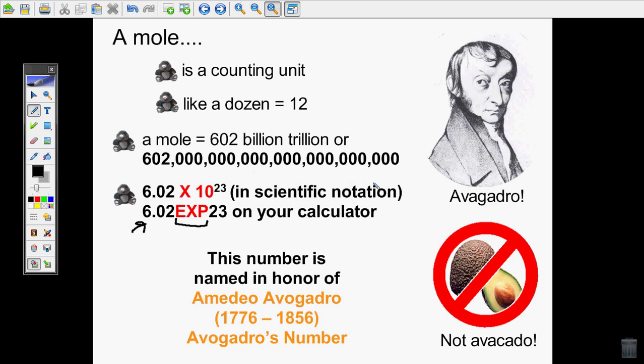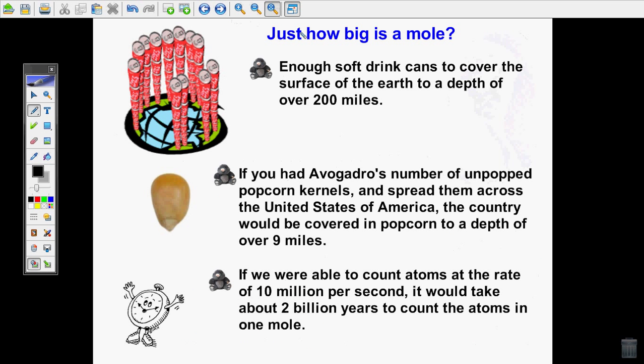I don't remember how he figured out this number, but he did, and that's good because now I don't have to do it. So just how big is a mole? If we took soft drink cans to cover the surface of the earth, it would be covered 200 miles deep. Or if we had 6.02 times 10 to the 23rd unpopped popcorn kernels and spread them across the US, it would be covered in 9 miles worth of popcorn kernels. And if you tried to count a mole of atoms at 10 million per second, it would still take you 2 billion years. So a mole is huge.